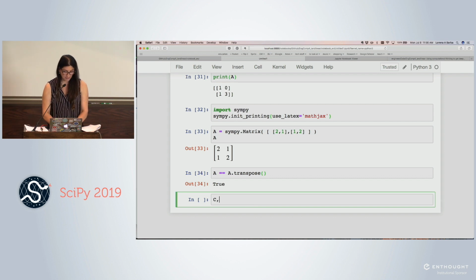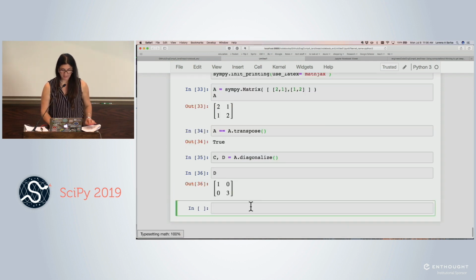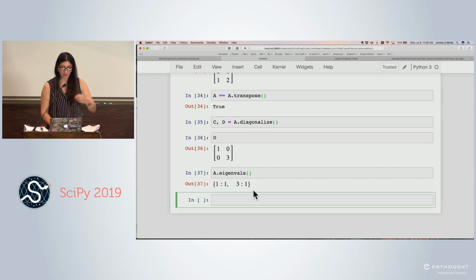We could now obtain the eigen decomposition in one line with A dot diagonalize. Let's print D. That's the diagonal matrix containing the eigenvalues on the diagonal. We can also get just the eigenvalues on their own. If I do A dot eigenvals, it gives me the eigenvalues on their own. It also indicates, after the colon, the multiplicity of the eigenvalues. Sometimes a matrix can have repeated eigenvalues, and that is indicated by the output of the SciPy method.